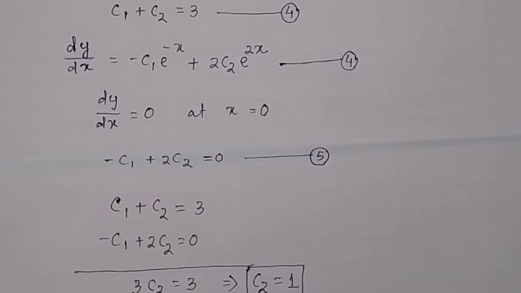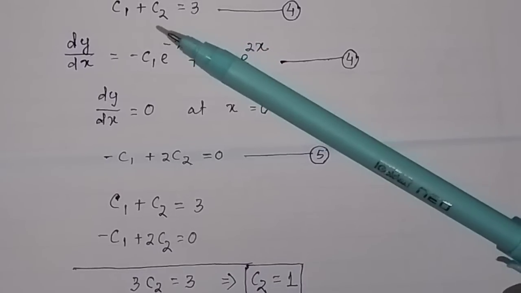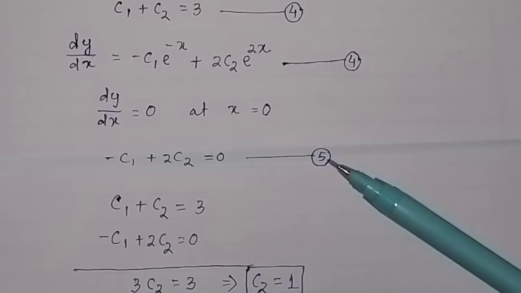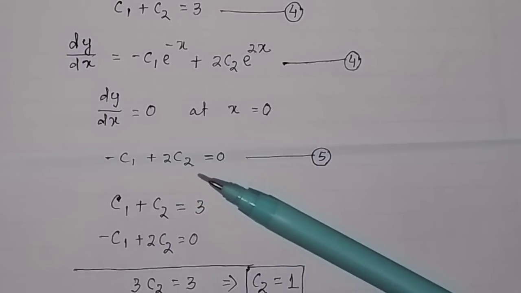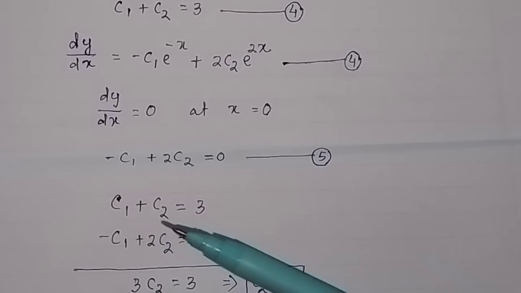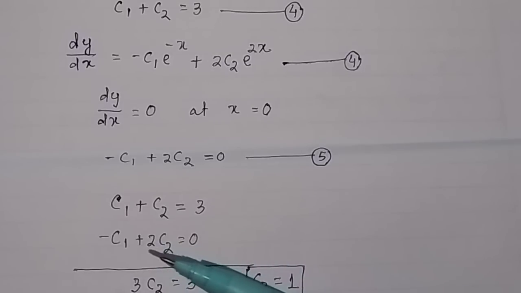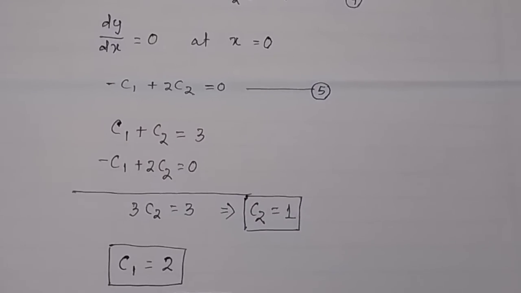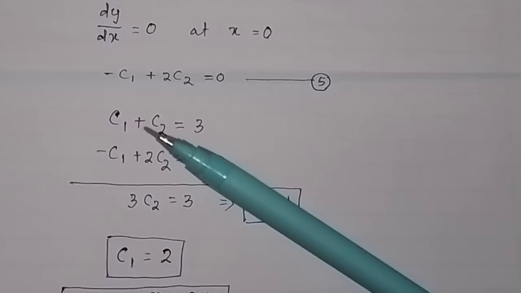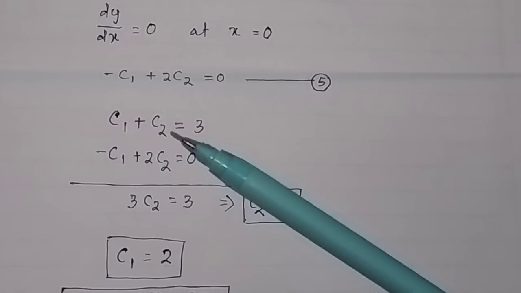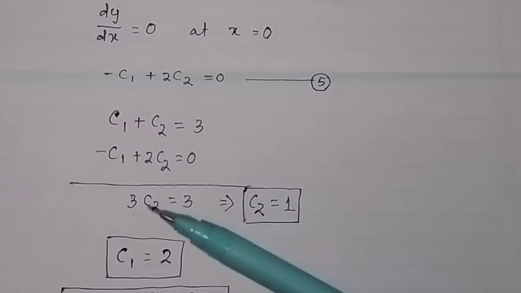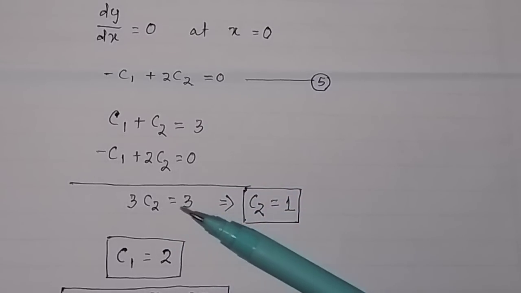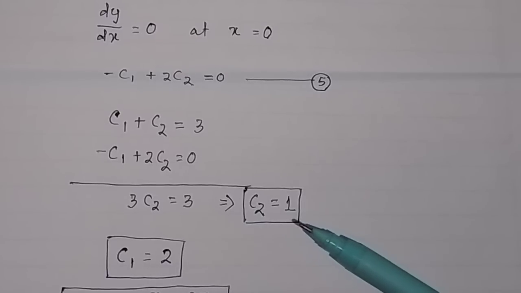So you have two equations to find c1 and c2. From equation 4 you have c1 plus c2 is equal to 3, and from equation 5 you have minus c1 plus 2c2 is equal to 0. Now you add the two equations. If you add the two equations, then c1 cancels. So here c2 plus 2c2 is equal to 3c2, and 3 plus 0 is equal to 3. So c2 will be equal to 3 divided by 3. So the c2 value will be equal to 1.